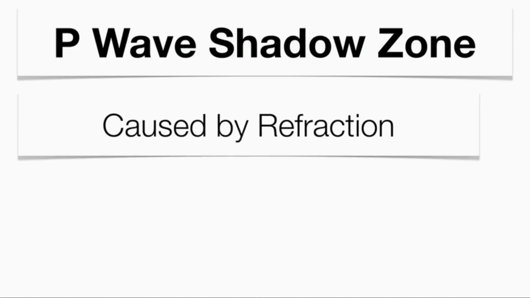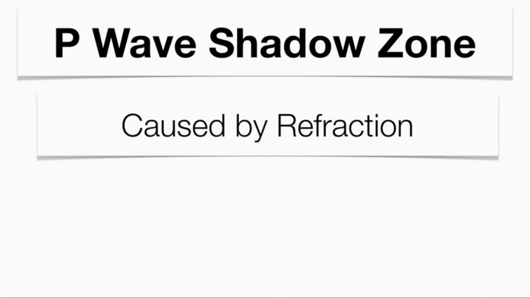So that leads us into what we call shadow zones. Shadow zones are areas where you do not receive P waves, S waves, or both P waves and S waves. So we know that P waves can travel through solids, liquids, and gases. So why do we get a P wave shadow zone?